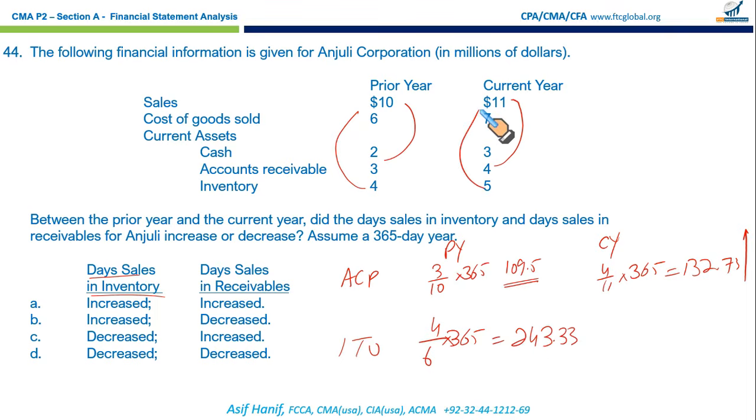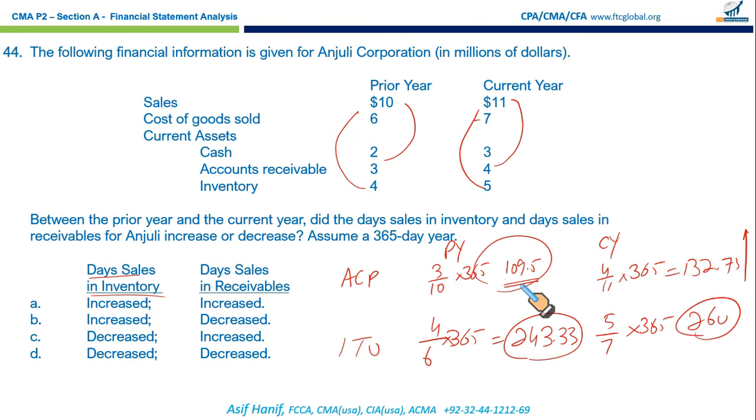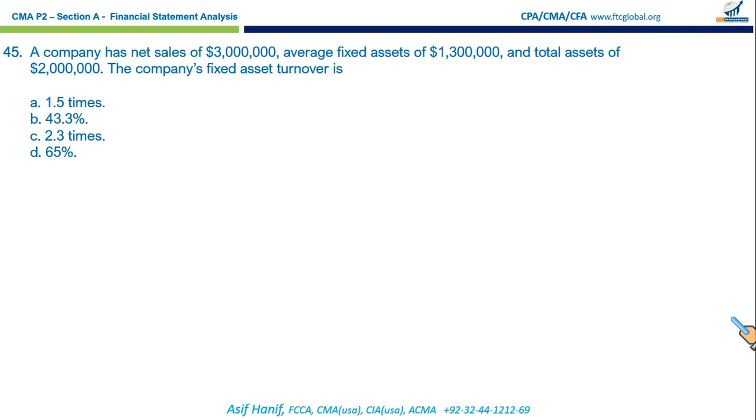The next year, 5 by 7, that is inventory over CGS times 365. 260. See, absolutely right. All of you got it right. So your average collection period is increasing, your inventory turnover days is increasing. So both are increasing and that is option A. See, 109 to 132 and 243 to 260. And the formula you know very well.